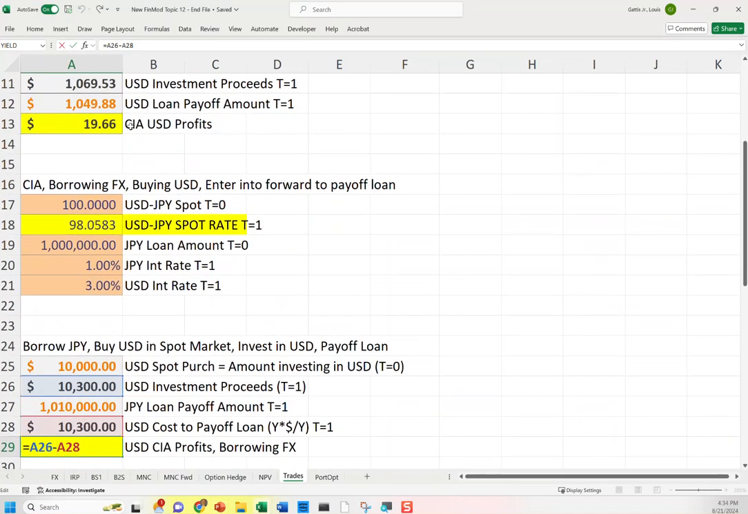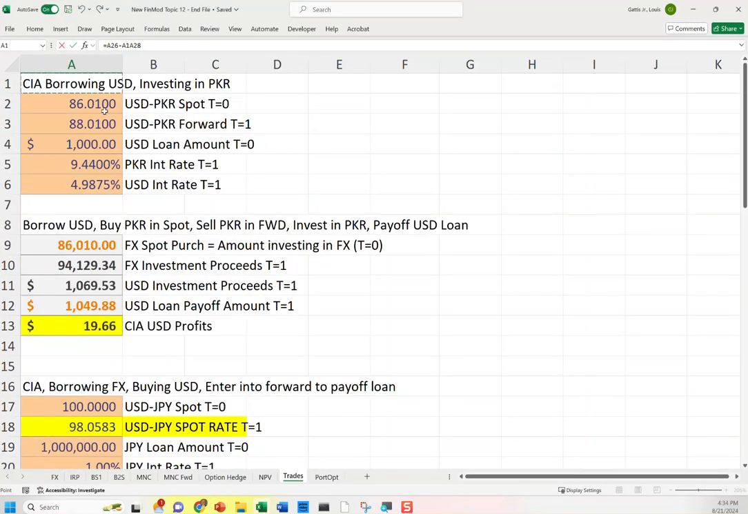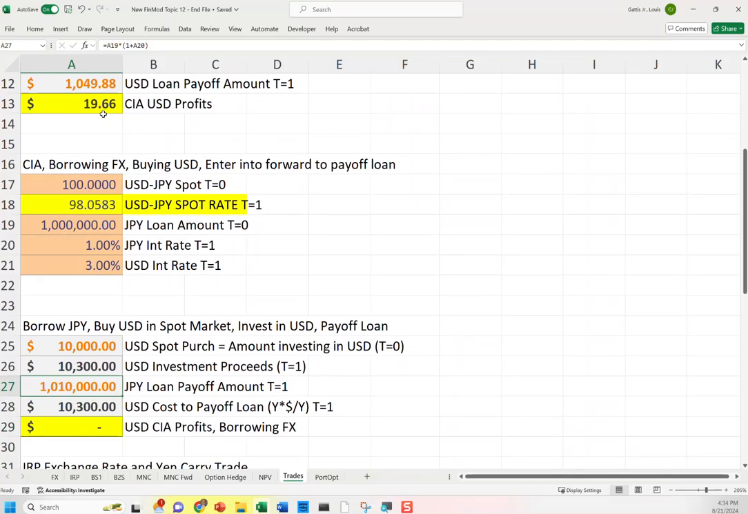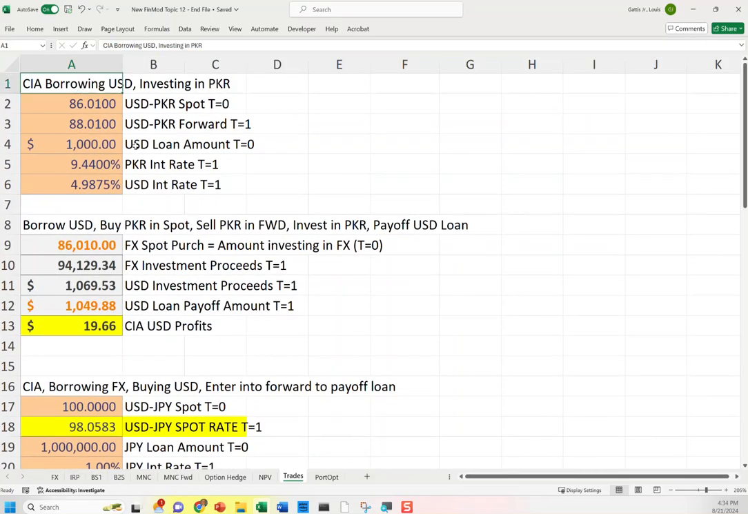What if you want to do a covered interest arbitrage, borrowing US dollars and investing, go back to the top here, and invest in a US Treasury. Say the spot price, and this is going to be Pakistan, is 86.01 Pakistan rupee per dollar, and the forward price is 88. And say you're going to borrow $1,000. Pakistan interest rates are 9.44%. US interest rates are 4.98%.